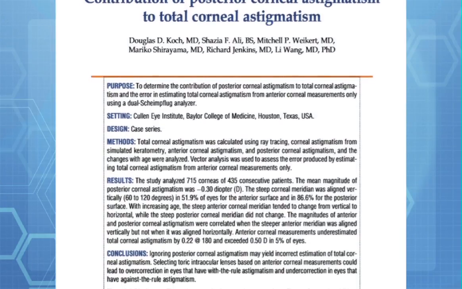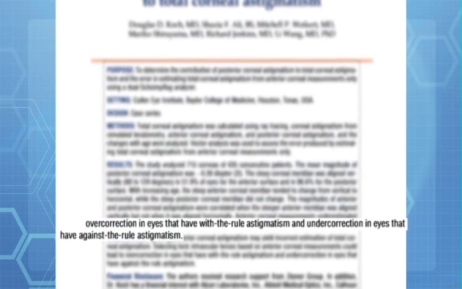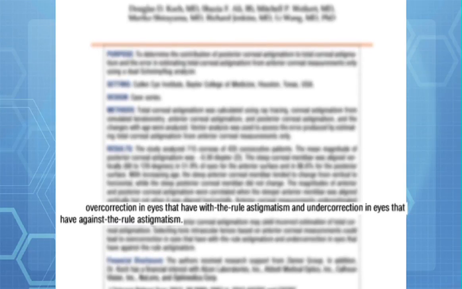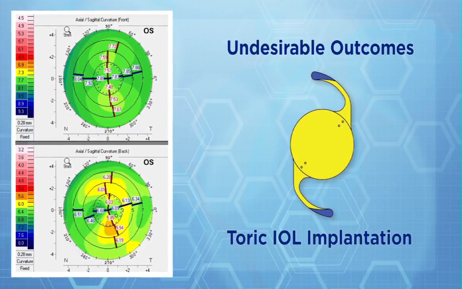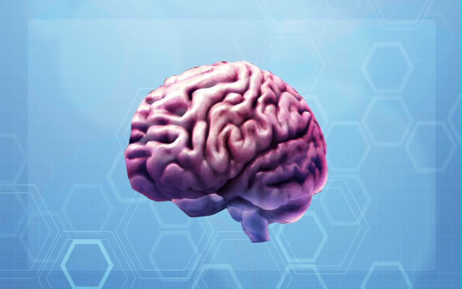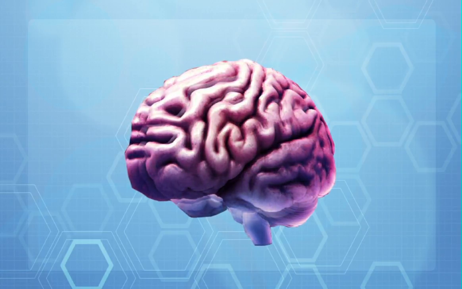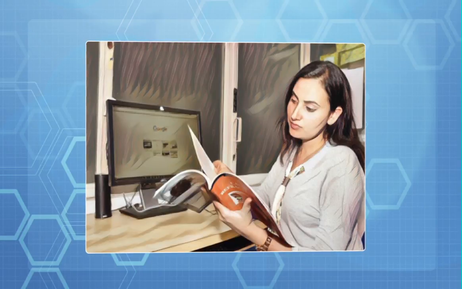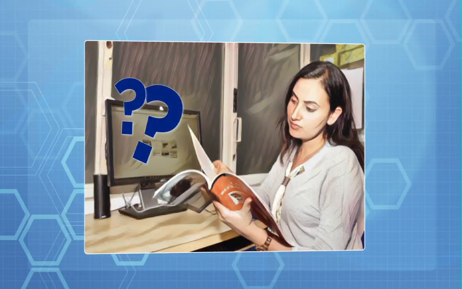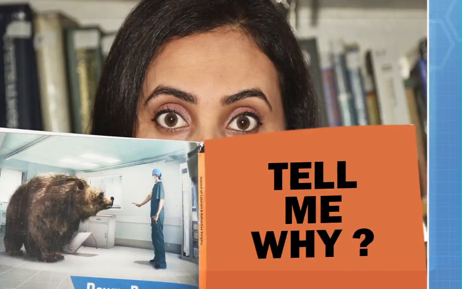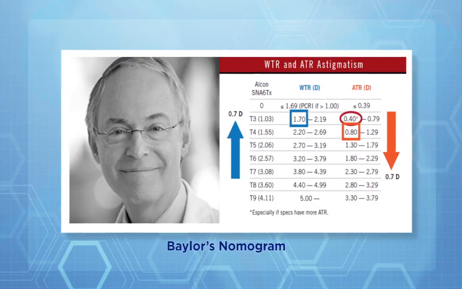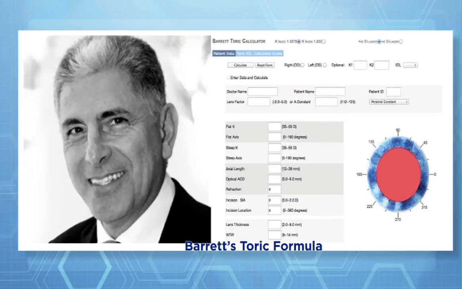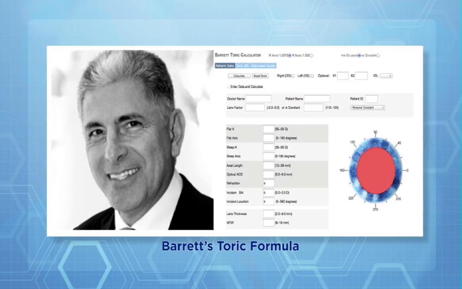Recent research has shown that the posterior surface of the cornea may have a significant contribution to the total corneal astigmatism and, if not considered while planning, may result in undesirable outcomes following toric IOL implantation. However, there appears to be some lacunae in our understanding of this concept, and hence, in this video, we try to find explanations to some questions about posterior corneal astigmatism which I was unable to find in any of the Tell Me Why books.